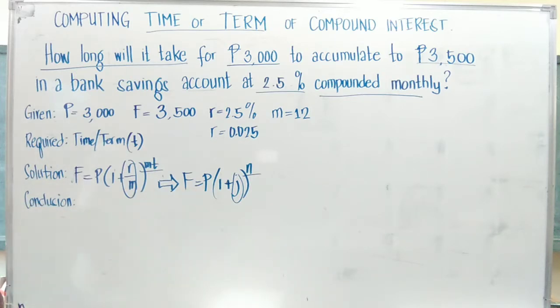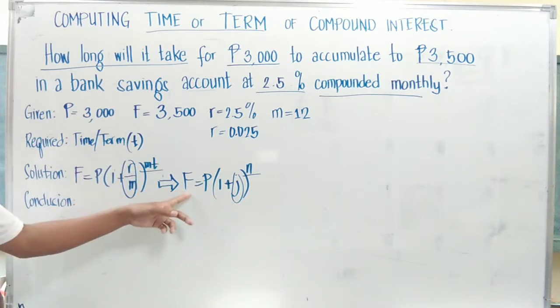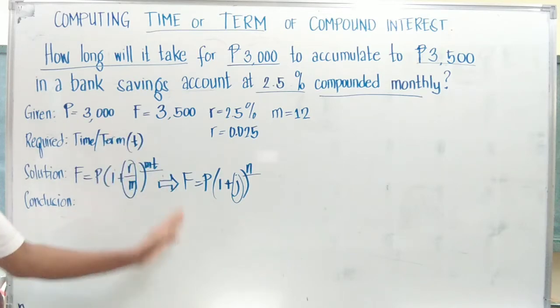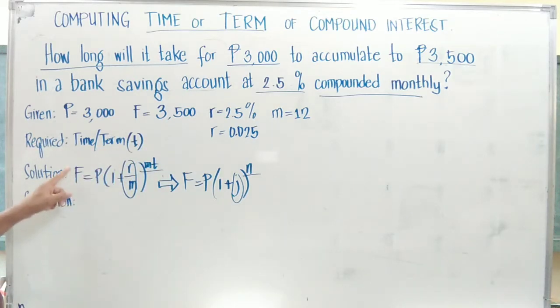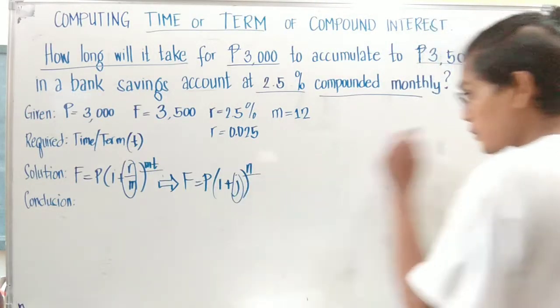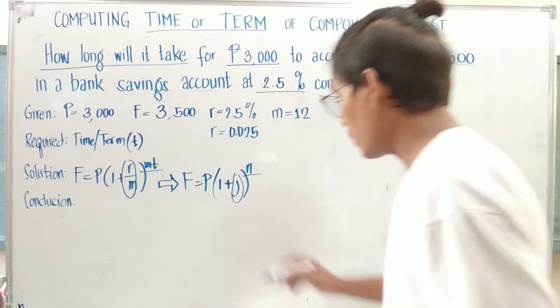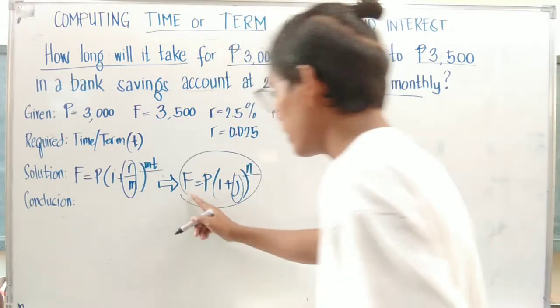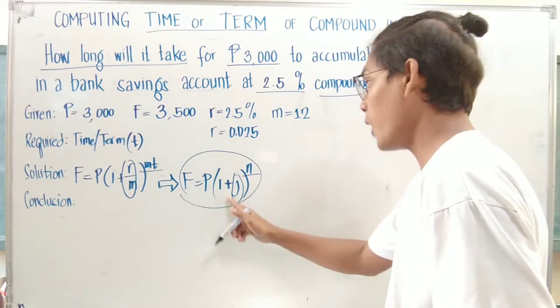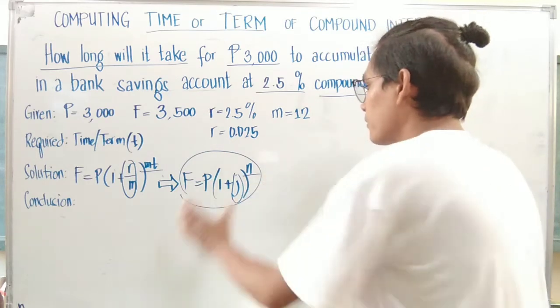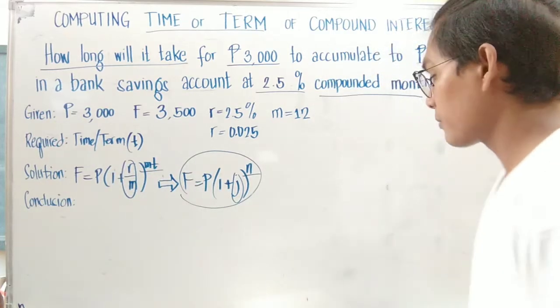But can we find the required time, t, or term from this equation? This equation is used for computing the future value. So from this equation, we will be deriving the equation for time or term. I will be using F equals P times the quantity of 1 plus j raised to n and convert it into another equation.